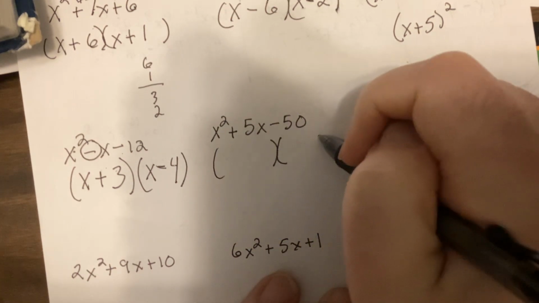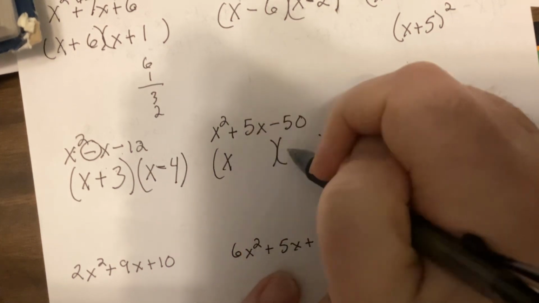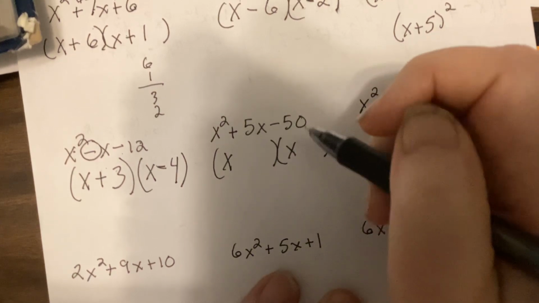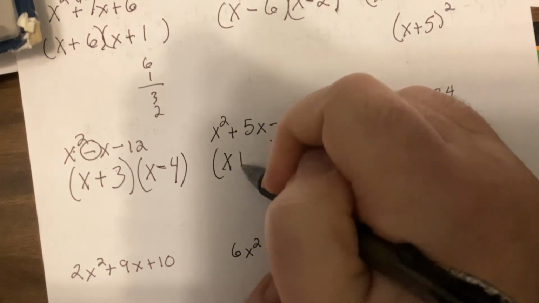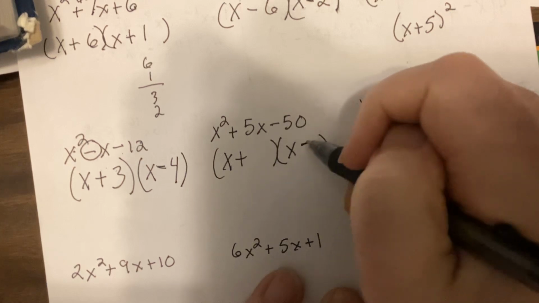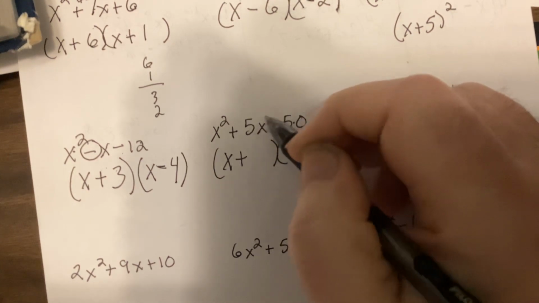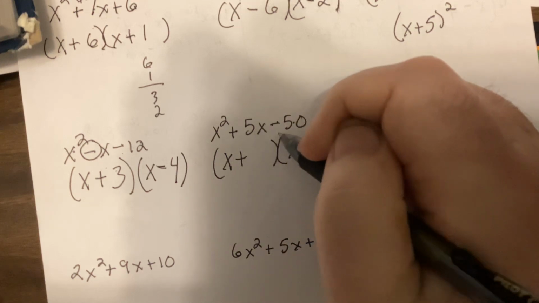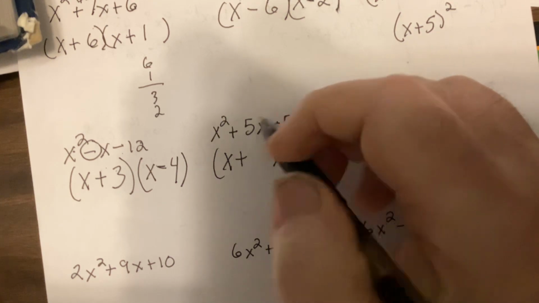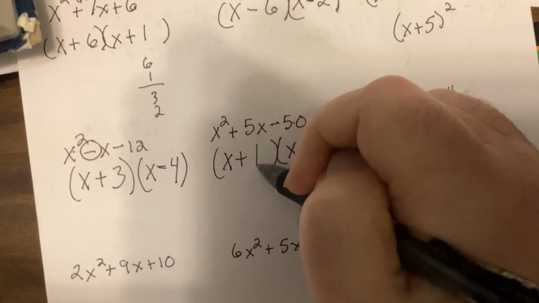So again, 1x squared, oh my goodness, that makes it so much easier. Last term's minus, so it's plus minus. What do you multiply to get 50? But you subtract to get 5, and that'd be 5 and 10, and the largest one goes with this sign. 10 is bigger.